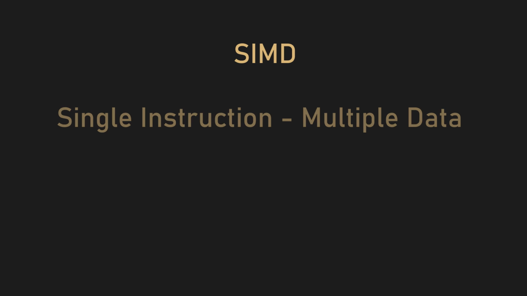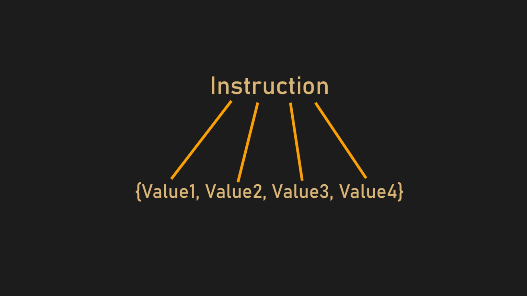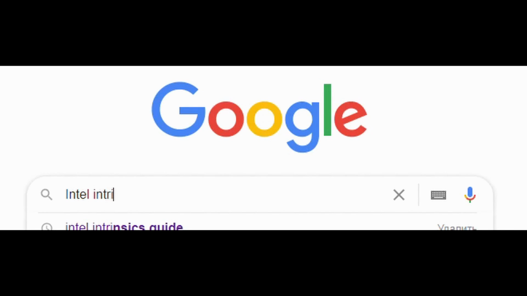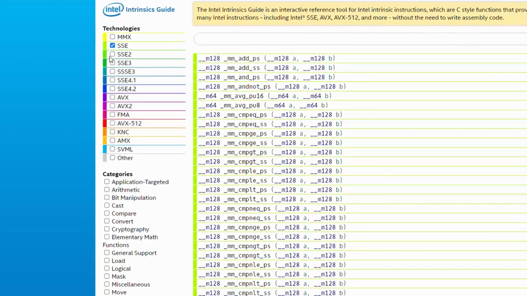SIMD stands for Single Instruction Multiple Data. It's basically just a set of instructions that allow you to combine the same operations on multiple data elements into one instruction. You can multiply 4 integers, divide 4 floats, shift, and, or take square root without any additional cost. You can check out these instructions at Intel Intrinsics Guide webpage. Here they are, sorted by their technologies.